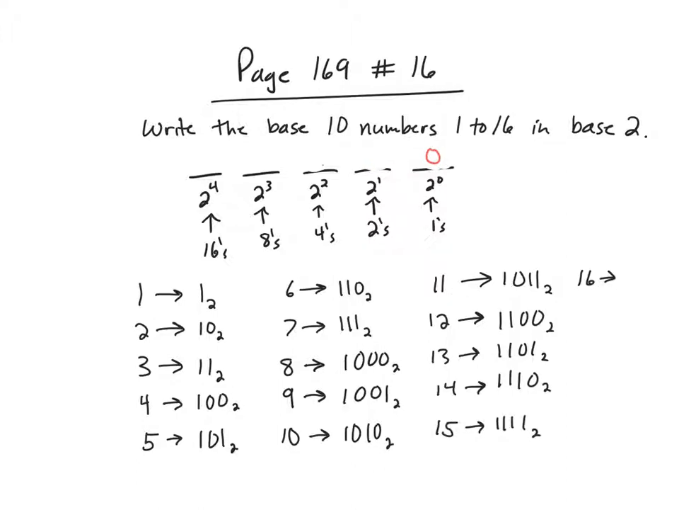So I'm going to have 1 16, and the rest are zeros. So my answer for that one is 1 0 0 0 0 base 2. So every time you're trying to figure out a number, look at these and say, how am I going to combine these to get the number I'm after?